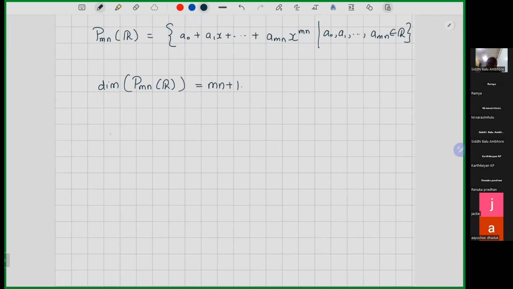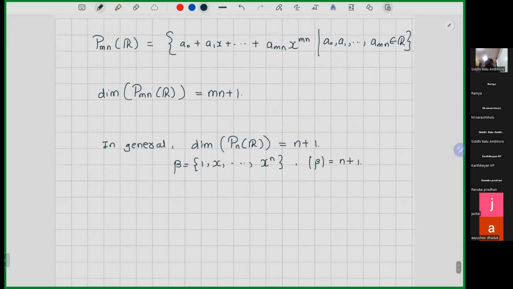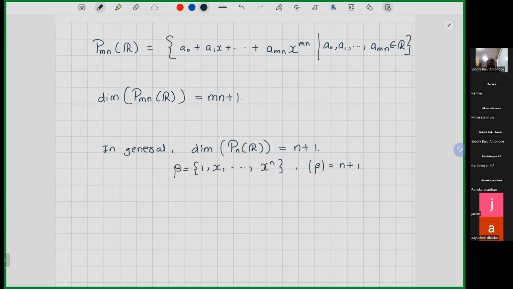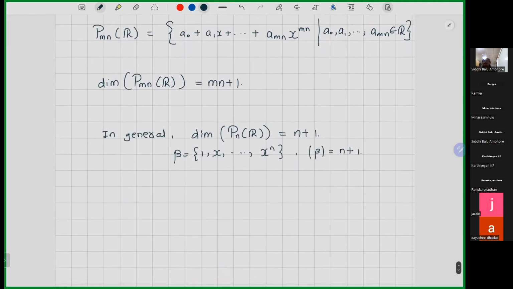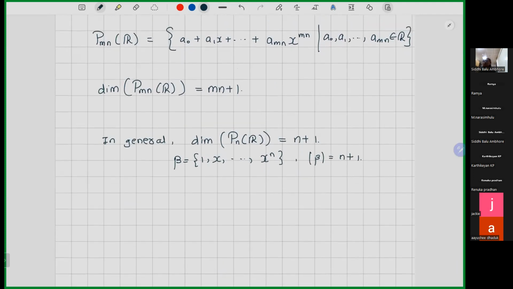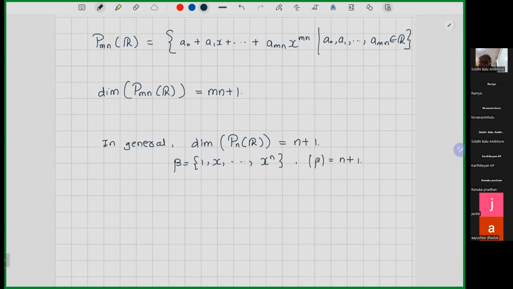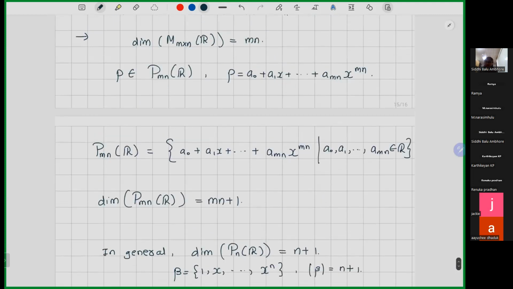Okay, so in general, the dimension of P n R is n plus 1. And you can always choose this basis: beta is equal to 1, x, up to x power n. And the cardinality of beta here is n plus 1. So instead of n, I had to write mn here, so it is mn plus 1. So the dimension of P mn R is mn plus 1. Any doubts, Ramya? You got this? That the dimension of P mn R is mn plus 1. Thank you, madam. Very nice explanation. Sorry? Thank you, ma'am. Okay, great. You understood.